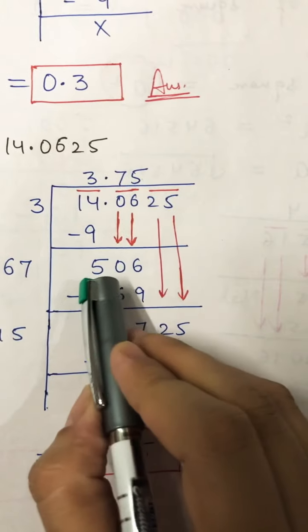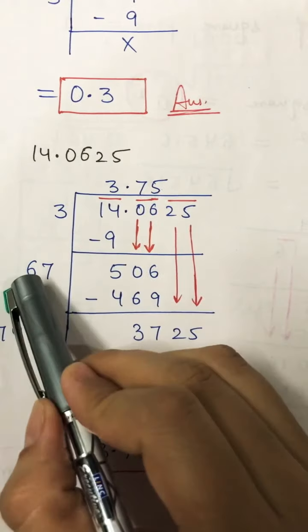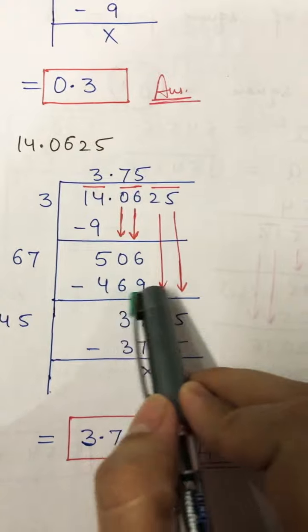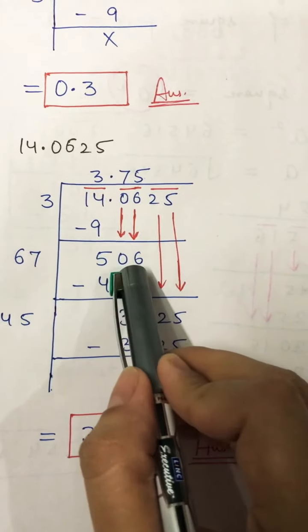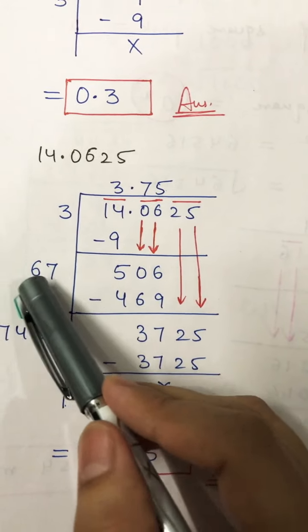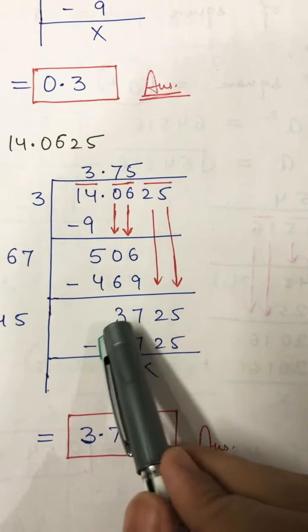Now write down these two digits here. Now 3 plus 3 is 6. Now which digit will I write here so that my multiplication will be less than this 506? Now I will write 7 here. 67 7s are 469. You have to subtract it, and the answer will be 37.